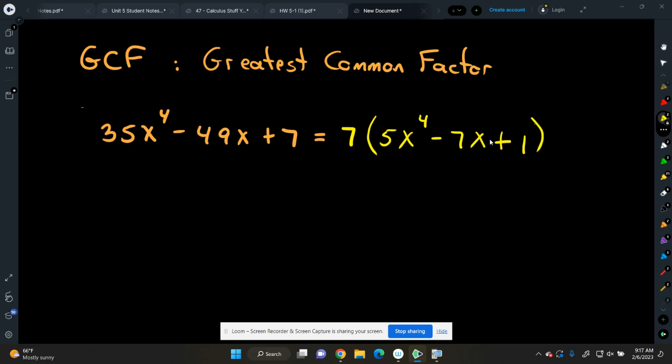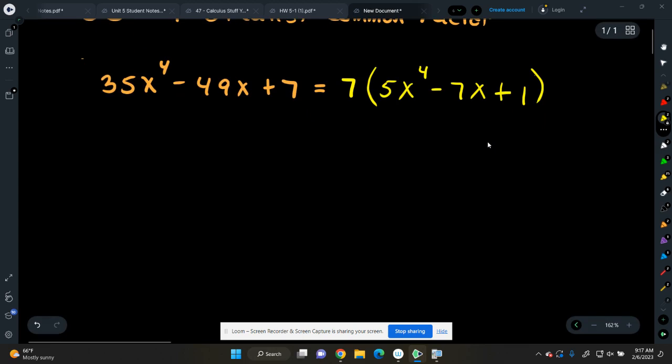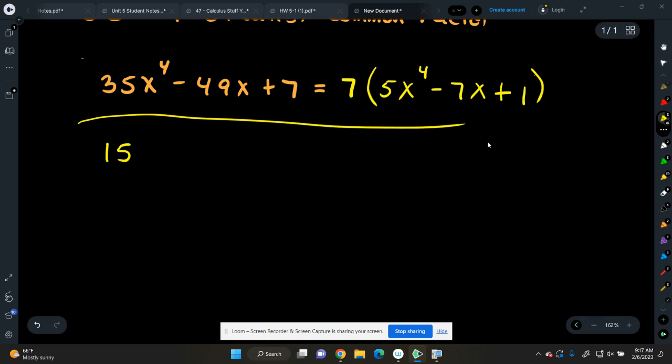Okay. So do we solve it? No. That's it. When we factor, we're not solving. Let's just go back to just basic numbers, right? If I asked you to factor 15, what would you write? 5 times 3, right? I'm not solving it. I'm just rewriting it. I'm writing it in a different form. That's what we're doing when we're factoring. We're just writing it in a different form.